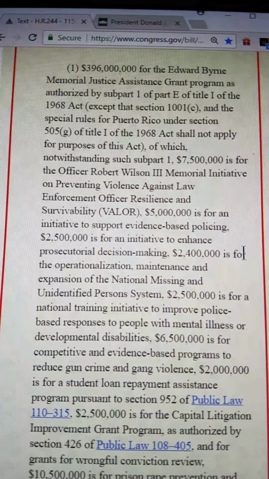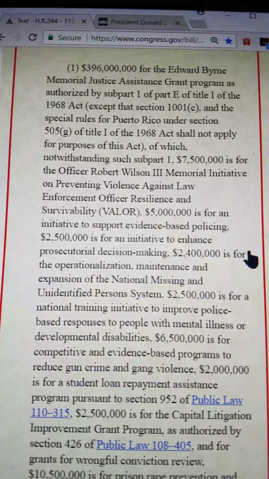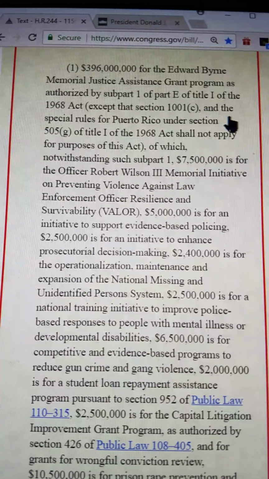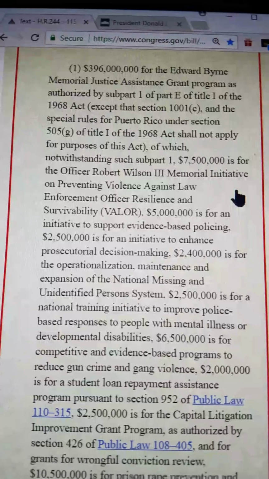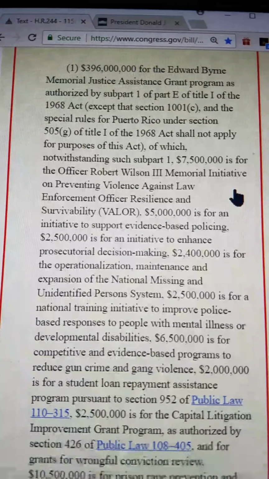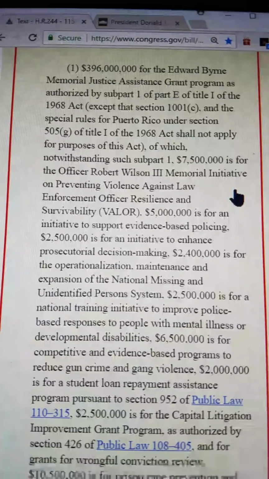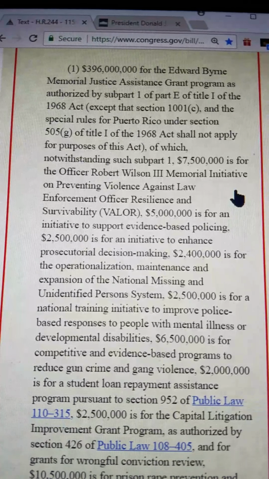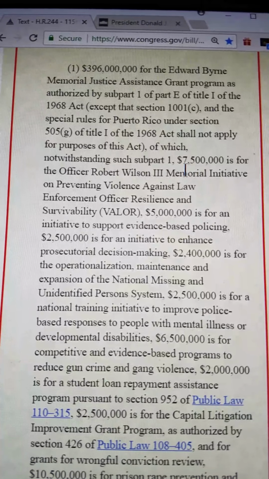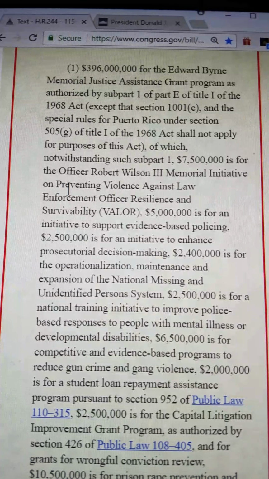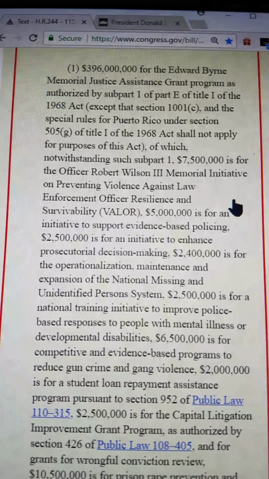$396 million for the Edward Byrne Memorial Justice Assistance Grant Program as authorized by Subpart 1 of Part E of Title I of the 1968 Act, except that Section 1001(c) and the special rules for Puerto Rico under Section 505(g) of Title I of the 1968 Act shall not apply for purposes of this Act, of which, notwithstanding such subpart 1, $7 million is for the Officer Robert Wilson III Memorial Initiative on Preventing Violence Against Law Enforcement Officer Resilience and Survivability.